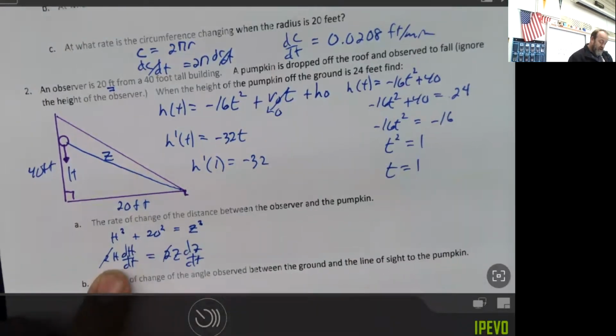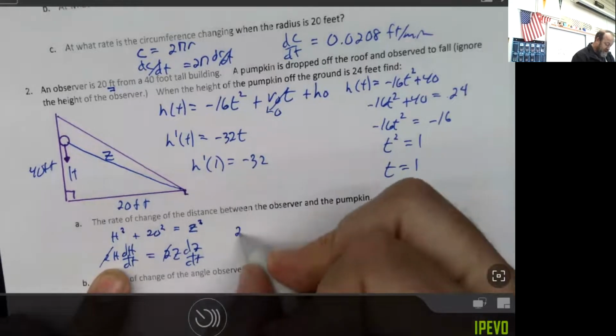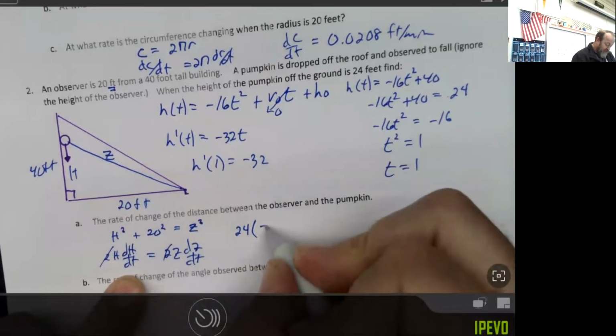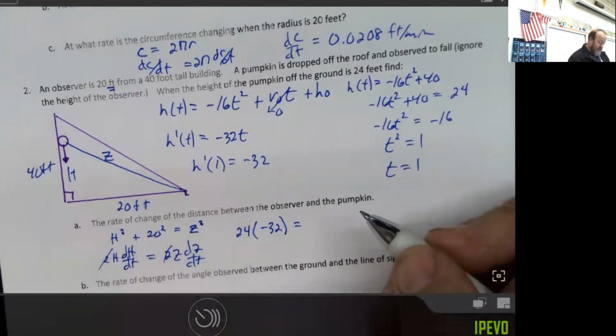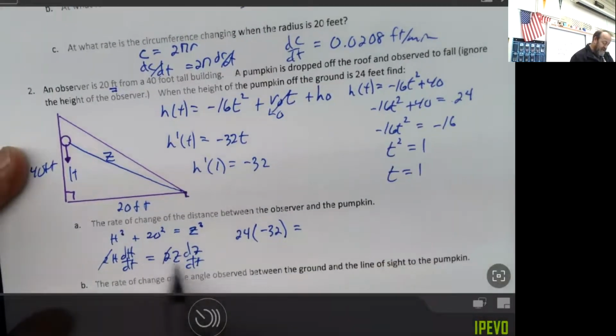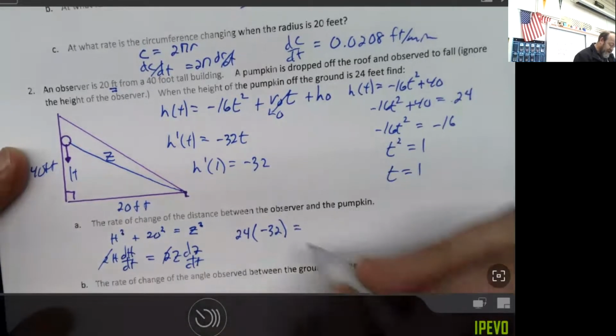So its height was 24 feet off the ground. dh/dt was negative 32. Z, oh shoot, I haven't done that yet. We need to figure out what that Z value was at that snapshot.